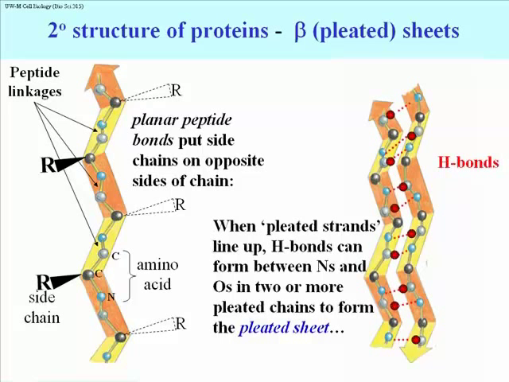Well, when pleated strands like these, two or more of them, line up, hydrogen bonds can again form between the N's and the O's in two or more pleated chains to form this pleated sheet. And so I've shown you the H bonds with little red dots showing you where they would form. So now you see the relative position of the oxygens also on the carbons as well.